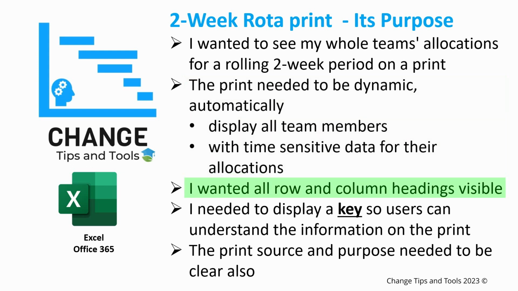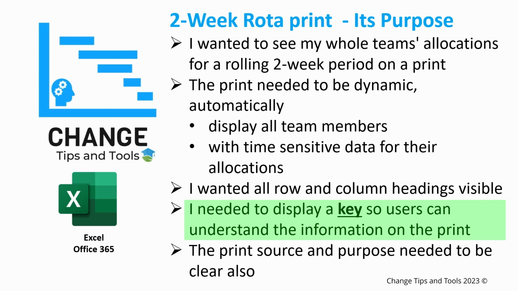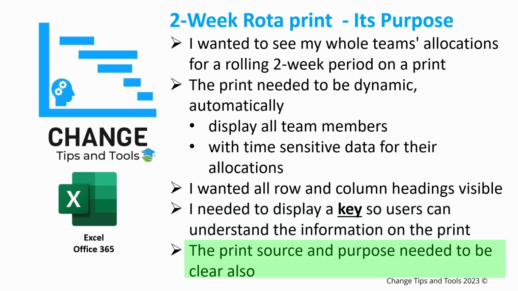I wanted all row and column headings to be visible. I didn't want to mess around with trying to get rows and columns appearing if my print went over more than one page. And I wanted people to understand that information, so I needed to display a key as well, if it printed on one page or multiple pages, so people knew what they were looking at. Also, I believe it's best practice to show the purpose of that print. I give it a meaningful title, but also show where that data is coming from, what file that print was based on, so what's the source. It's always good practice to show what source that print is coming from.